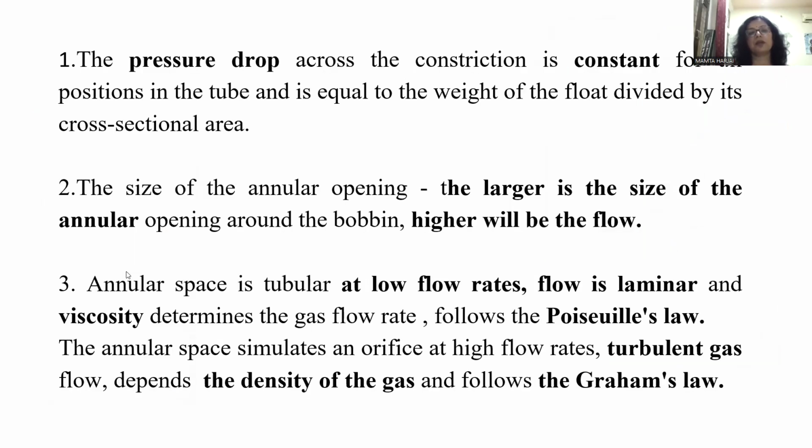The pressure drop across the constriction is constant for all positions in the tube, and it's equal to the weight of the float divided by its cross-sectional area. But the size of the annular opening is important. The larger the size of the annular opening around the bobbin, the higher will be the flow. Similarly, as I told you, at low flow rates the annular space is tubular, the flow is laminar, and the determinant factor is viscosity, following Poiseuille's law. When there is a high flow rate, the annular space simulates an orifice, and the gas flow becomes turbulent, depends on the density of the gas, and follows Graham's law.